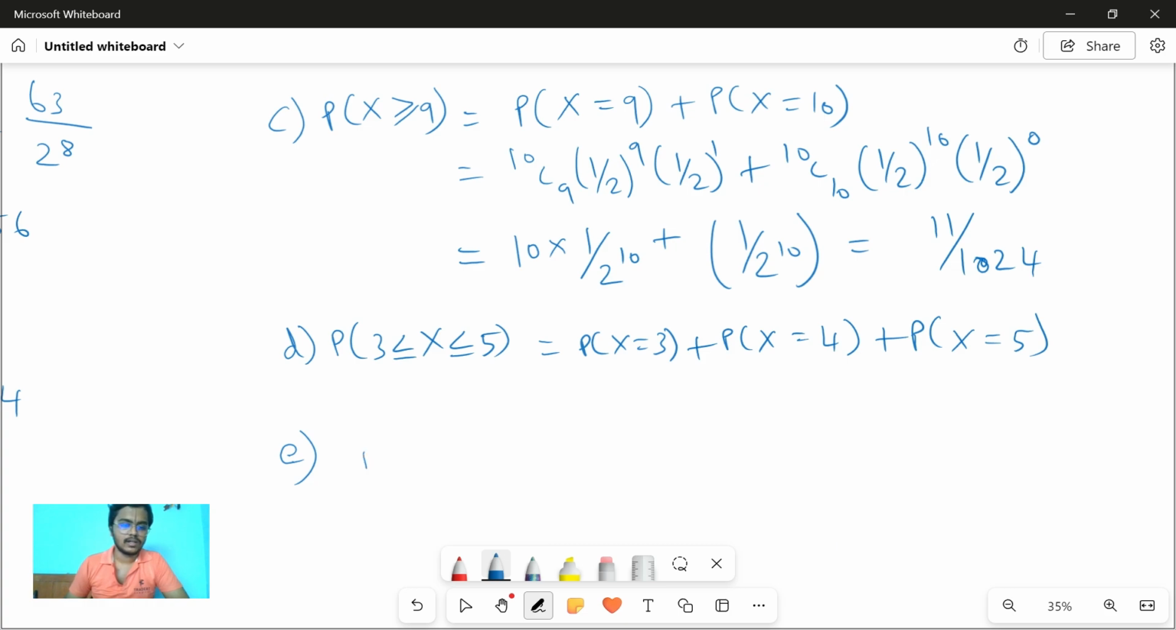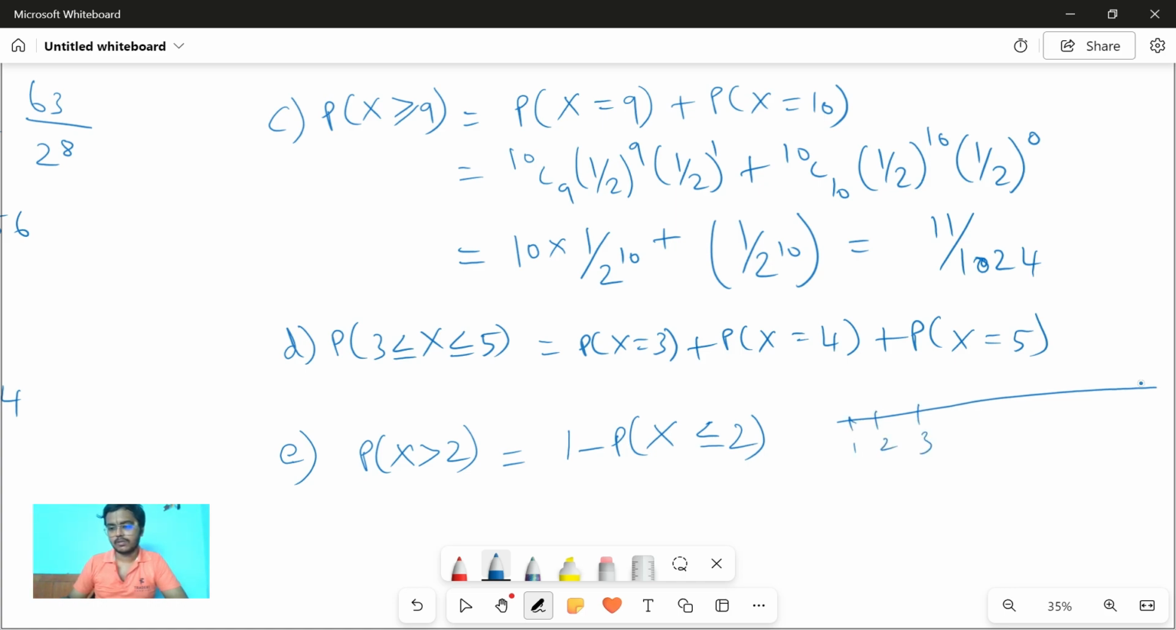What if they ask P(x > 2)? Now this will be P(x=3) plus 4 plus 5 up to 10, you would do. But that is very wrong, right? So you can take 1 minus P(x ≤ 2), because greater than 2 means 2 is not included, so you have to include 2. Understood? Here I'll write a number line and show 1, 2, 3, and so on up to 10. Now you know that when you add everything, you'll get 1 because it is probabilities.